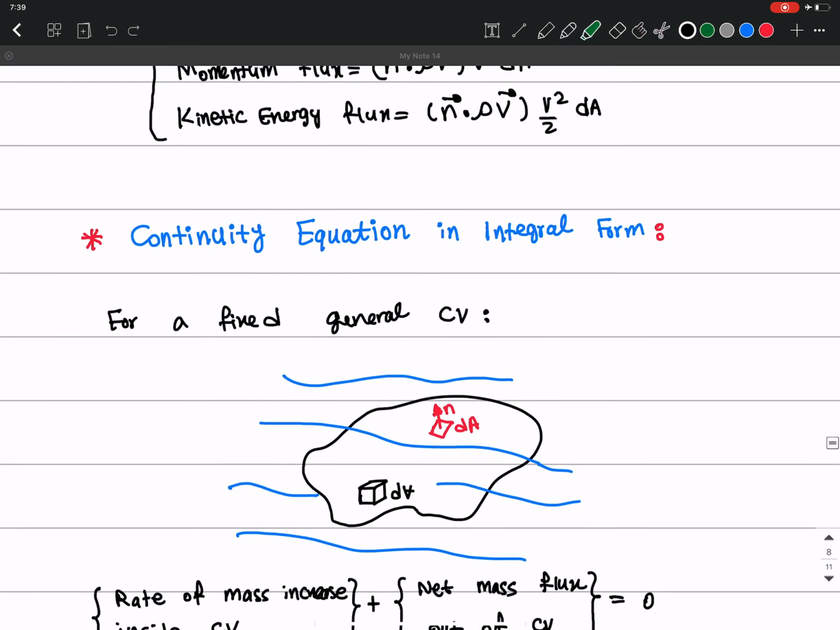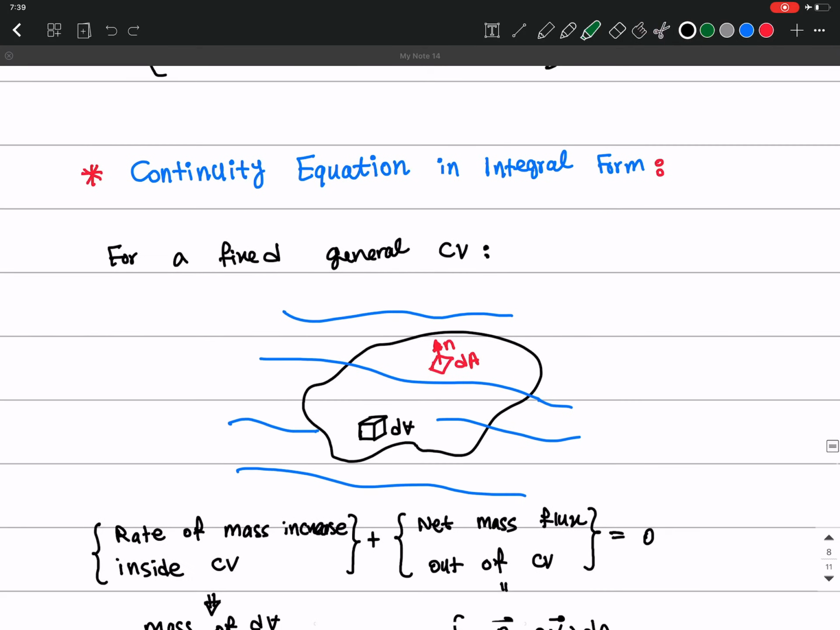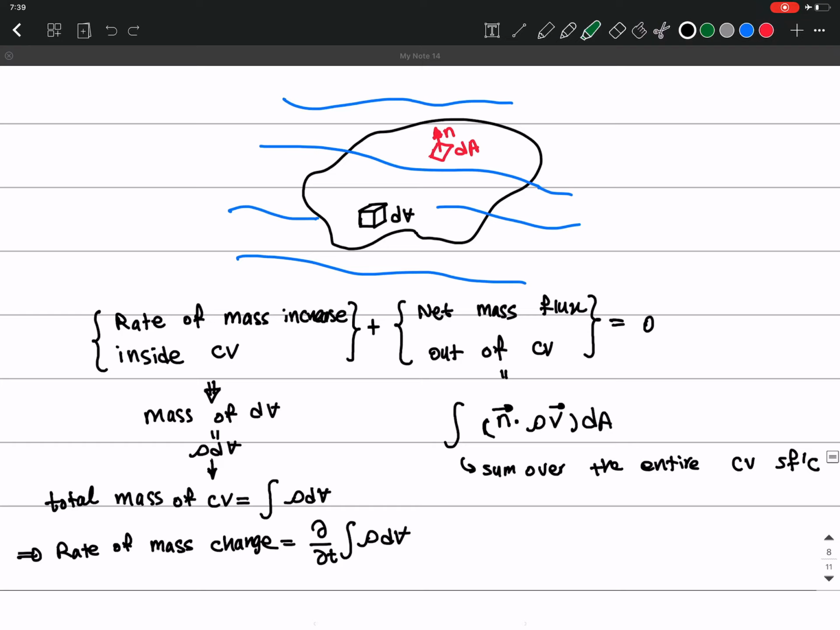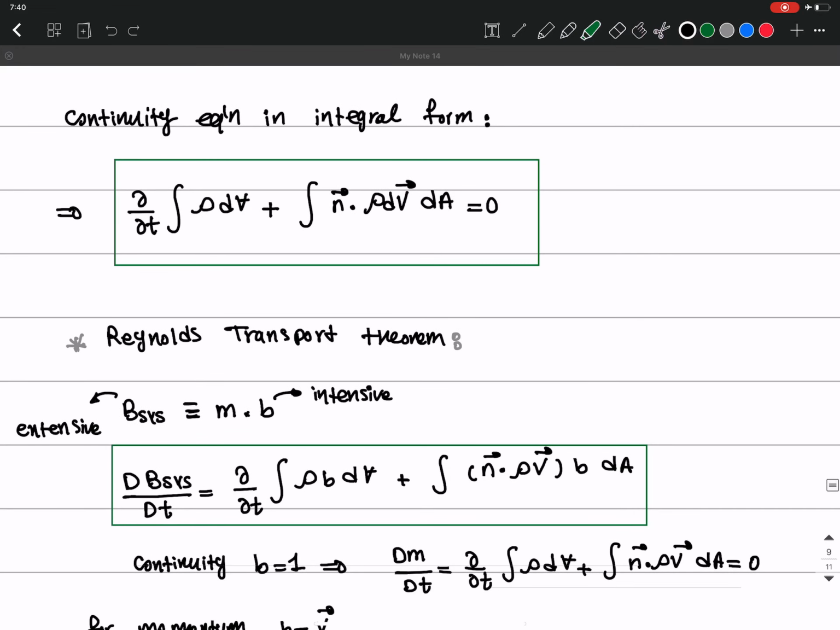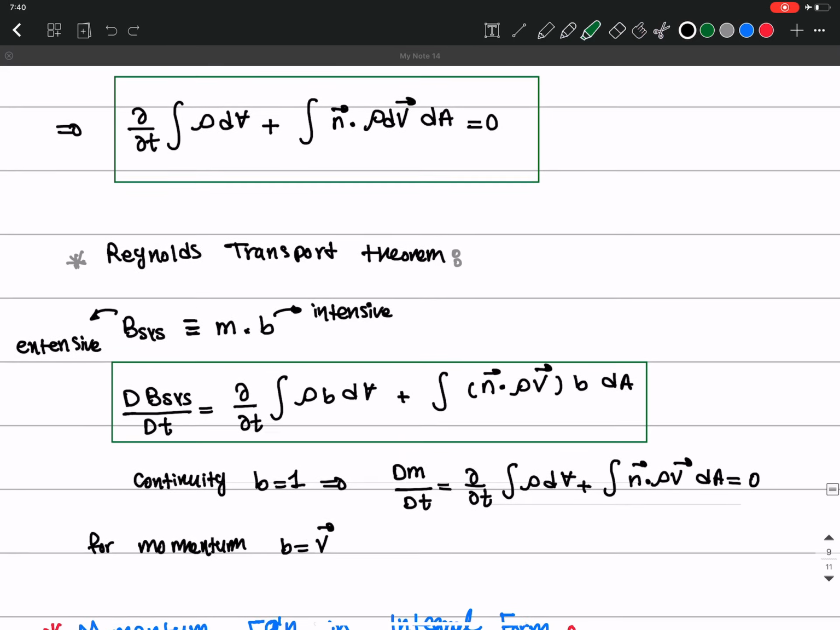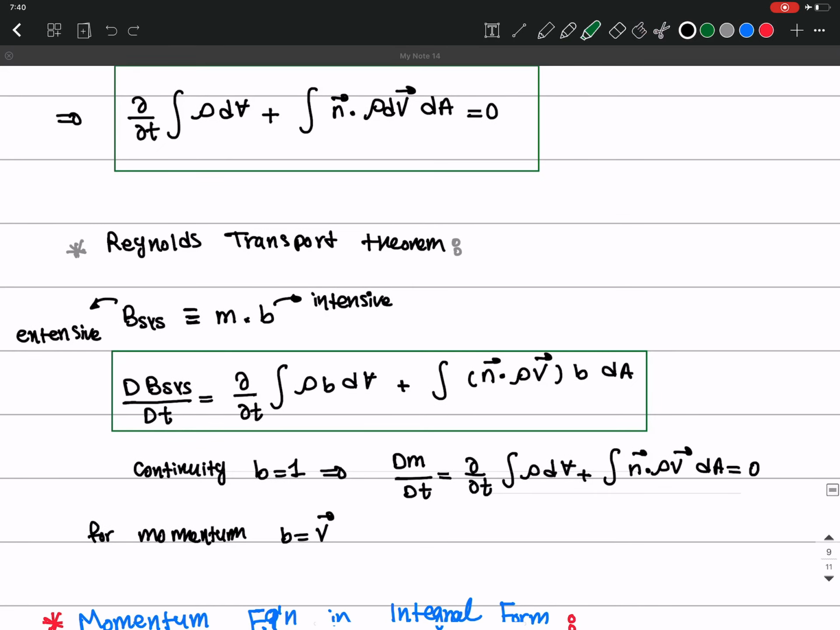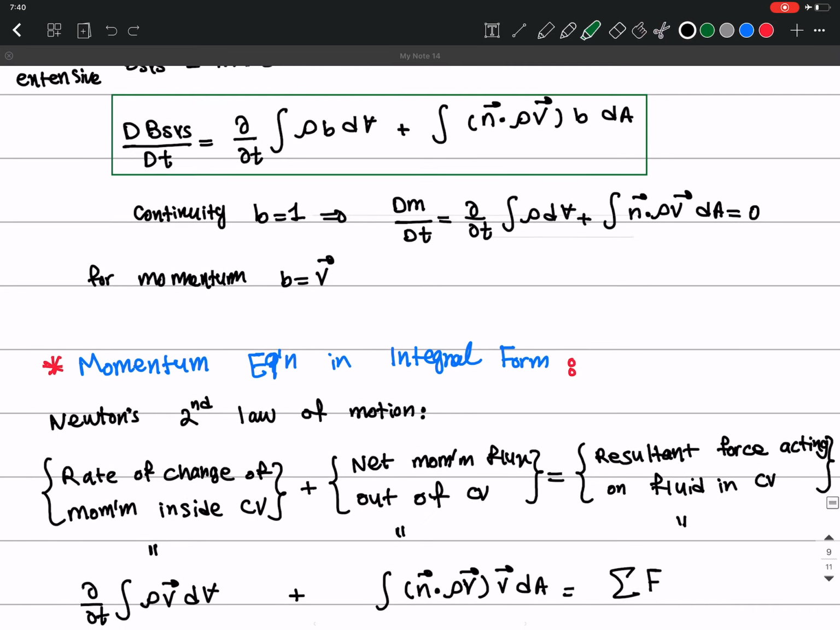Okay, and then we derived the continuity equation in integral form. So for a fixed general CV, we wrote this principle for the mass conservation, and so we found the mass conservation in integral form. And then I talked about the Reynolds transport theorem, which is a general theorem that can be applied to control volumes. And so this is how it is defined. You can get different equations like continuity by setting small b equal to 1, and by setting small b equal to v, you're going to get the momentum equation.